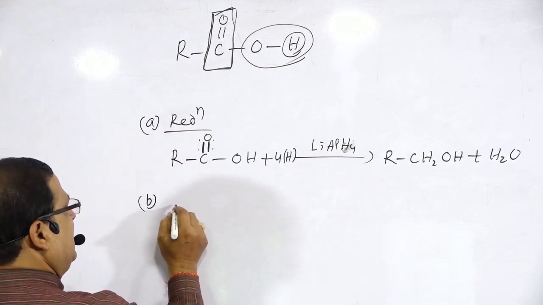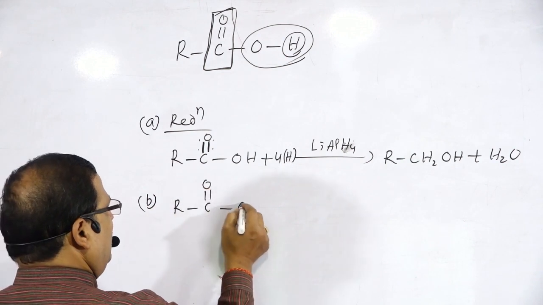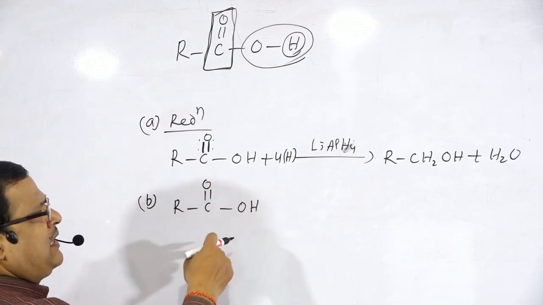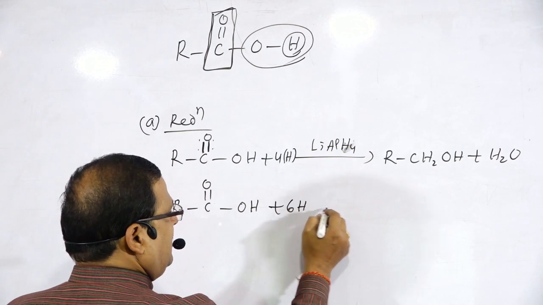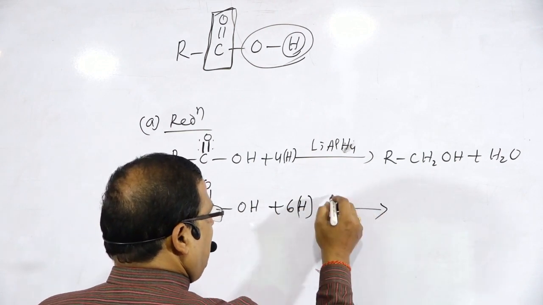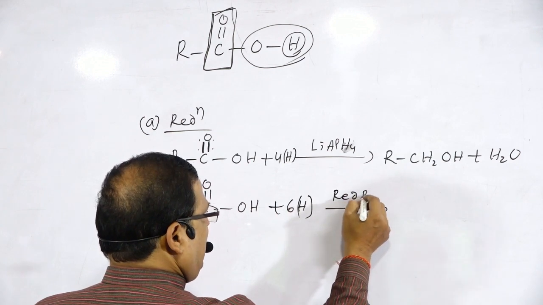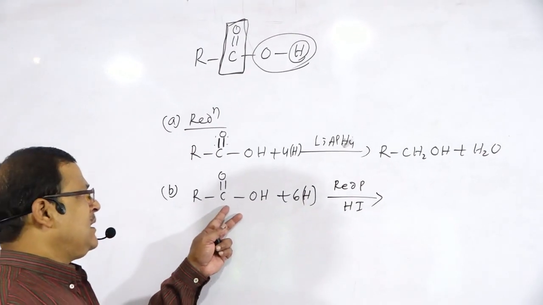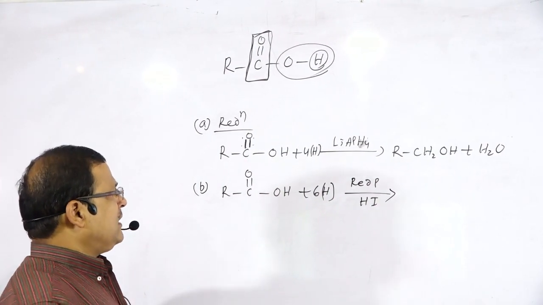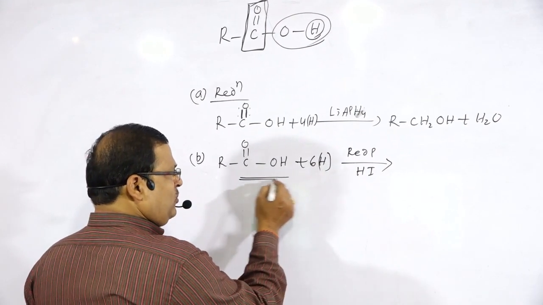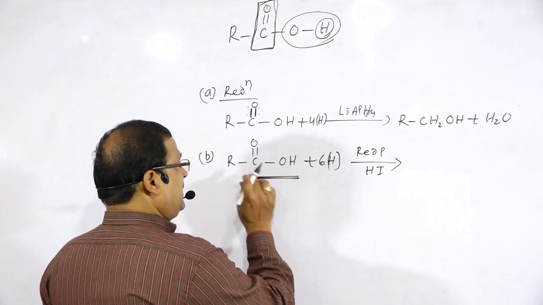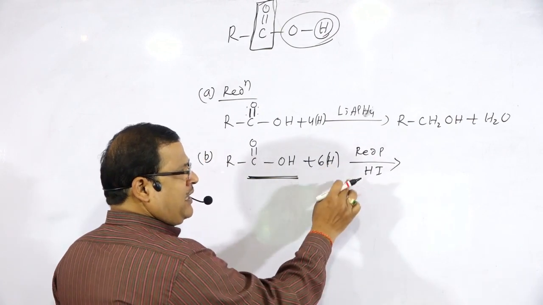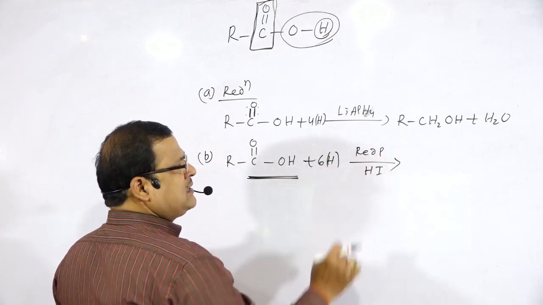In the same case, RC double bond O, OH, this is the reaction due to the COOH part as a whole. The reaction due to the COOH part as a whole needs 6H, which is provided by red phosphorus and HI. Red phosphorus and HI is the reducing agent. This is not the reaction due to the CO part; this is the reaction due to the COOH part as a whole. That is reduction, addition of six hydrogen atoms, and these six hydrogen atoms are provided by red phosphorus and HI, which act as the reducing agent.